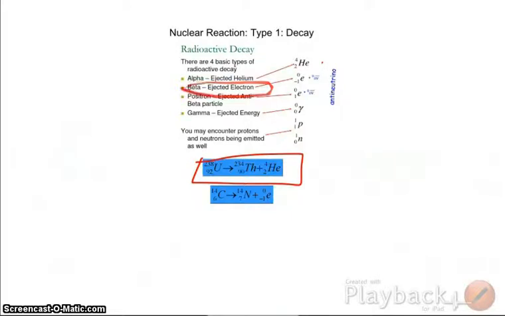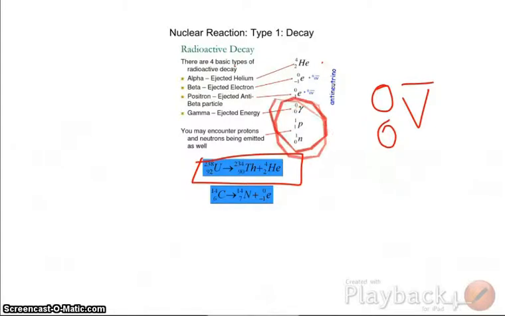Beta decay ejects an electron and also a neutrino, or an antineutrino, which has 0 mass and 0 protons. So it kind of doesn't have much of an effect. Sometimes it's included, sometimes it's not. Positron decay is an anti-beta particle, which means it's the opposite of a beta particle. So rather than being a negative one, it's a positive one. And then there's gamma decay, which is 0, 0. You may also encounter protons and neutrons decaying. Those look like this.